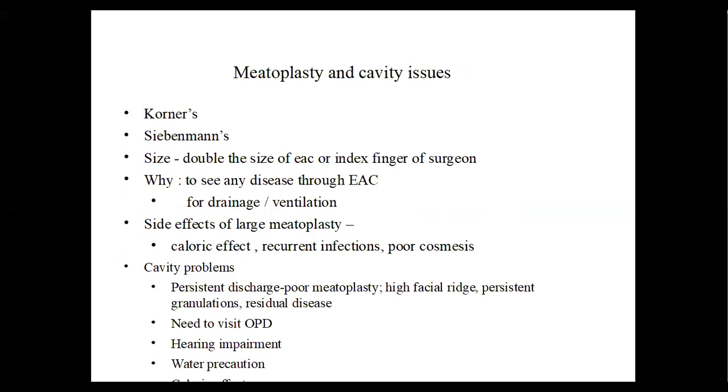Okay, a few things about the myringoplasty and mastoid cavity. You should know at least two names of the myringoplasty, that is Corner's and Siebenmann's type of myringoplasty.